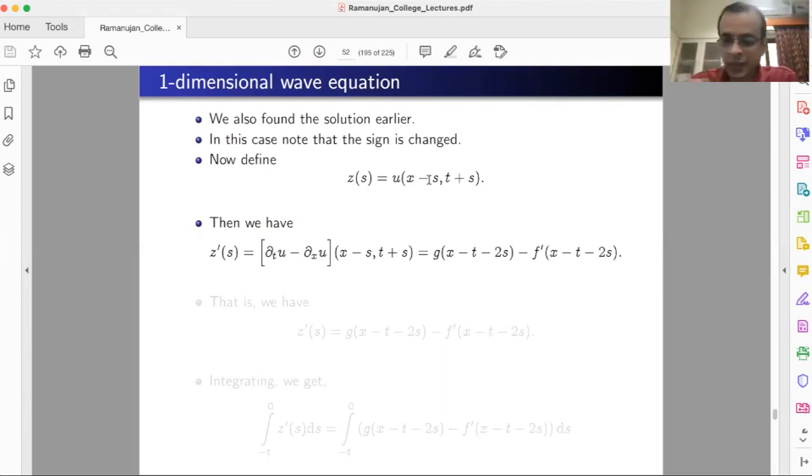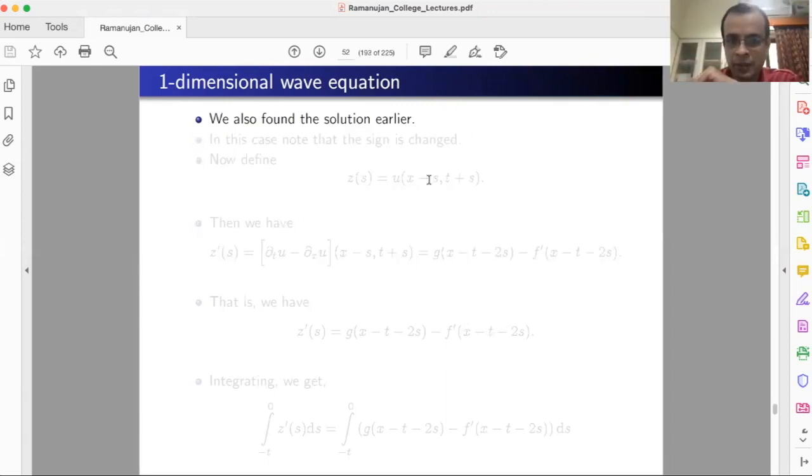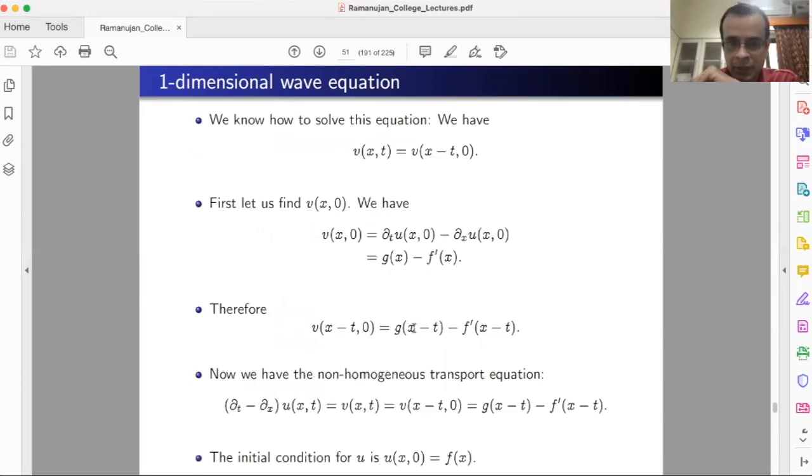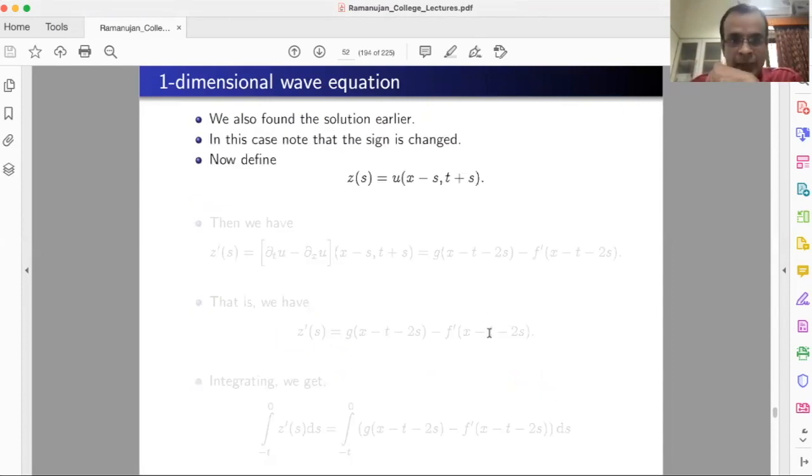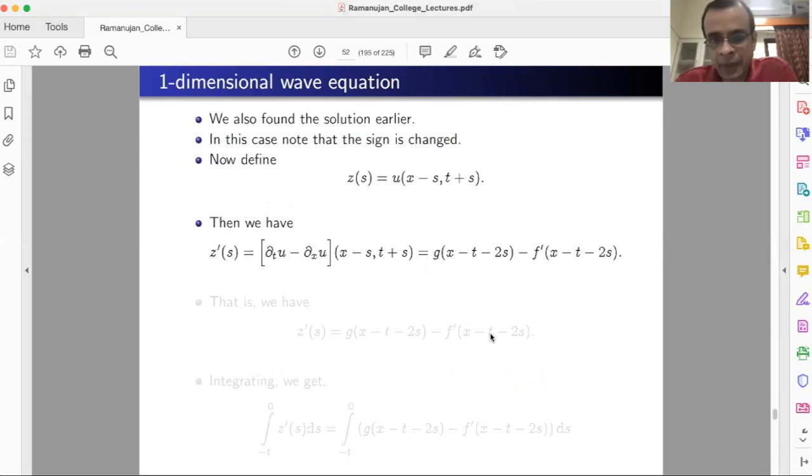So therefore, the right hand side, which is g minus f prime, also has to be here. So this g of x minus t minus f prime of x minus t also has to be evaluated at the suitable point. Okay, so we get g of x minus t minus 2s minus f prime of x minus t minus 2s. That's exactly what we have. Or in other words, let me just cut out the middle part. So I have z prime of s is equal to g of x minus t minus 2s minus f prime of x minus t minus 2s.